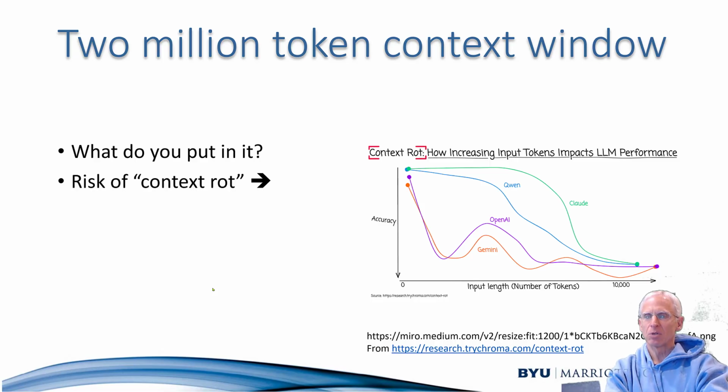This diagram, from the Chroma research on context rot, was basically some evidence suggesting that the accuracy of large language models, different models, goes down based on how many tokens you feed it in the context. This goes up to 10,000 tokens. This is not the actual chart. If you go to that Chroma website, you can see the actual chart. It's not as artsy as this one, but you get the idea: sometimes too much context can cause a problem.